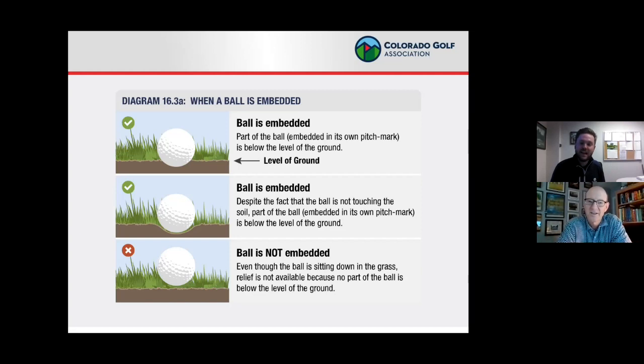So let's talk about procedure. I thought that was really interesting. Just to be clear on this slide, the first two balls here are embedded, even though on the second one there is a little bit of grass in between the plane of the dirt, as opposed to the first one where the ball is actually in contact with dirt. Both of those balls are embedded.